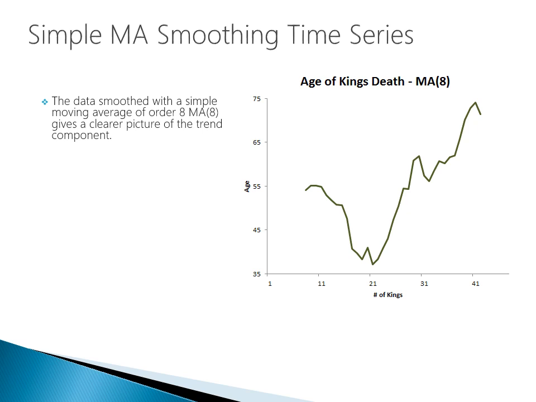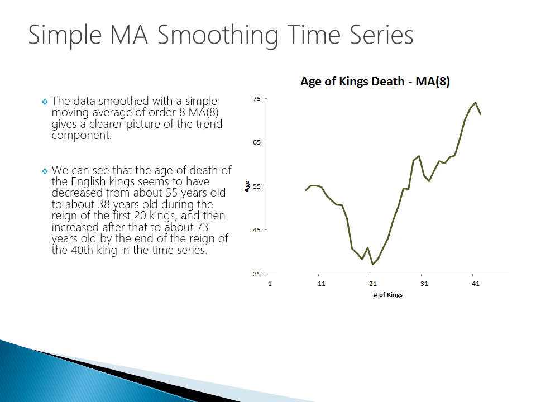Smoothing the data with a simple moving average of order 8 gives us a clearer picture of the trend component. So now we can actually see the shape of the trend over time a little more clearly. We can see that the age of death of English kings seems to have decreased from about 55 years old to about 38 years old during the reign of the first 20 kings. And then it increases after that to about 73 years old by the end of the reign of the 40th king in the time series. And this is clearly seen in the data.